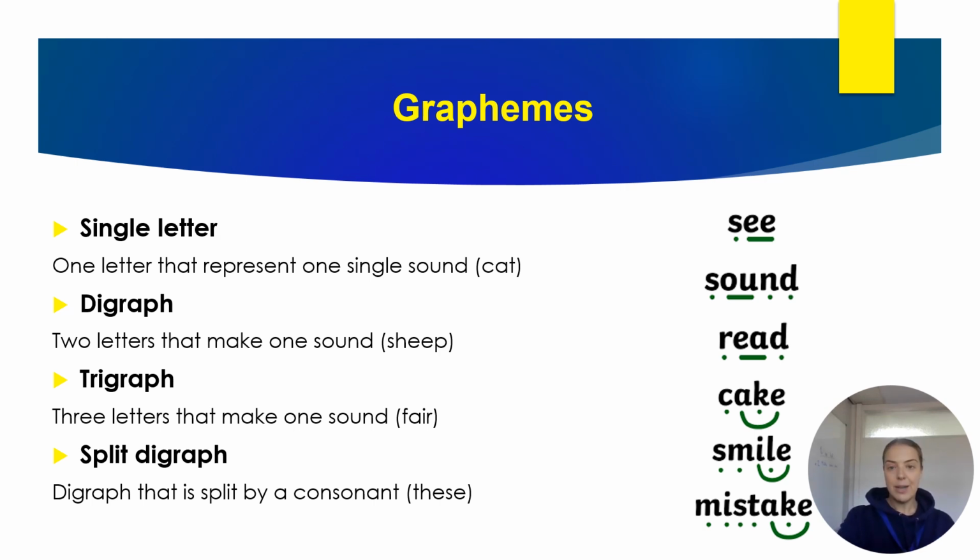When segmenting words to spell them, we may use actions. Similar to the symbols that we use for decoding, we would punch a single letter, slice a digraph, and curl the split digraphs.